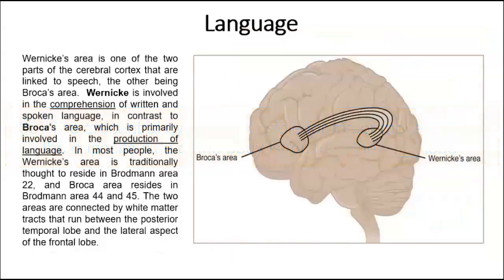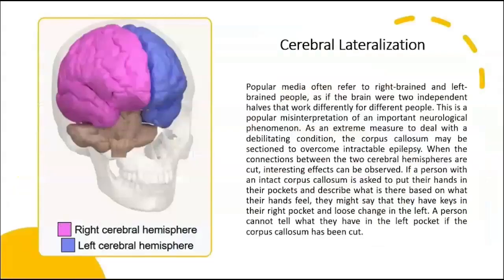Language. There are two main areas. One of them is Wernicke area and the other one is Broca area, because you need to understand language, and you should also be able to actually speak. So that's why we have two completely different areas. One is to understand and the other is the ability to talk.